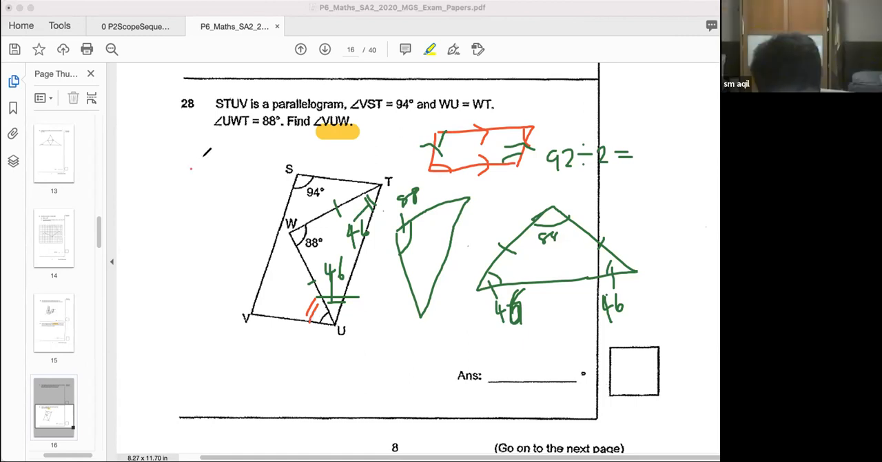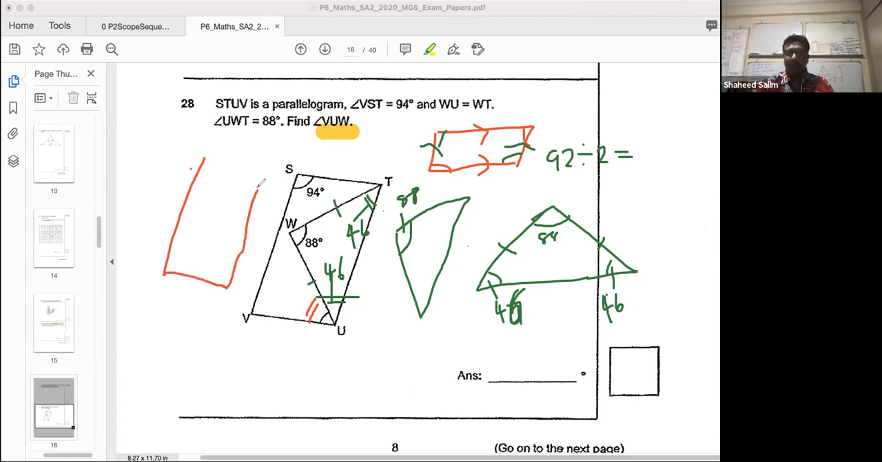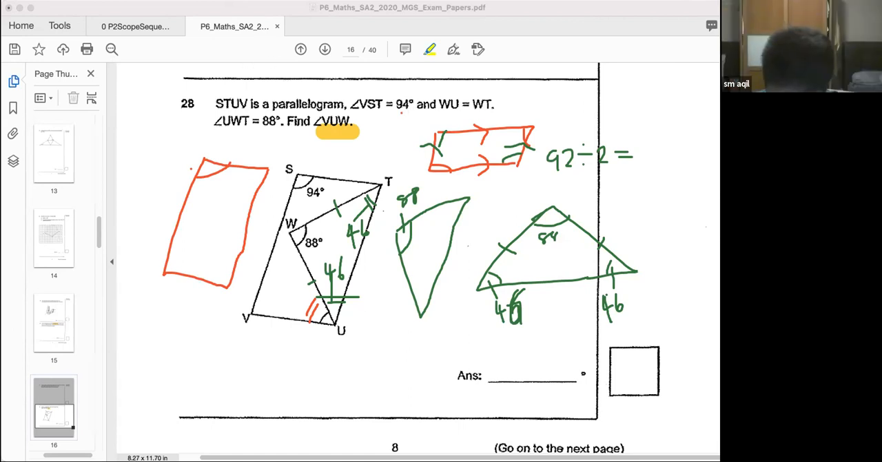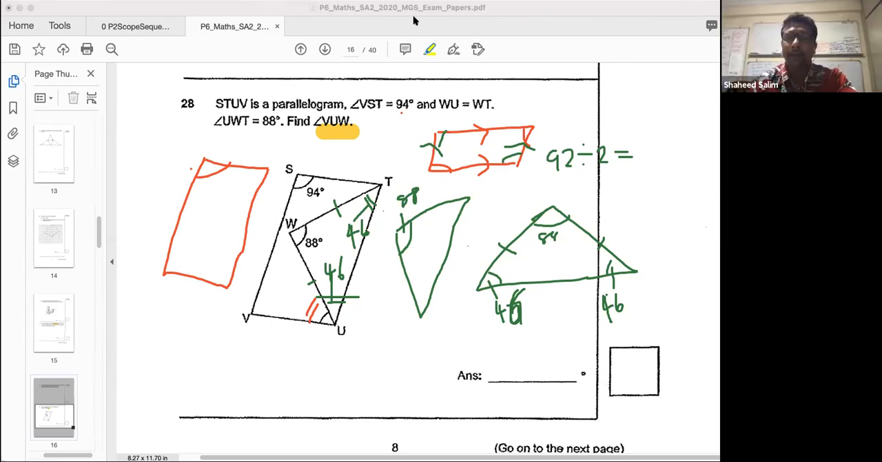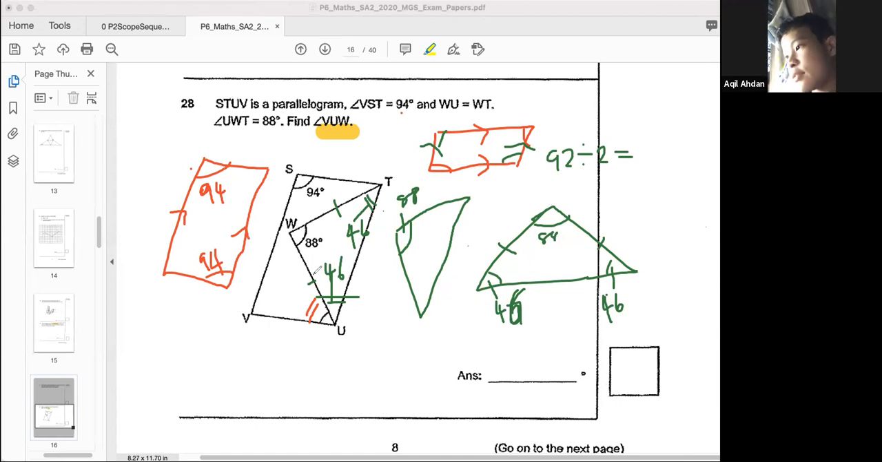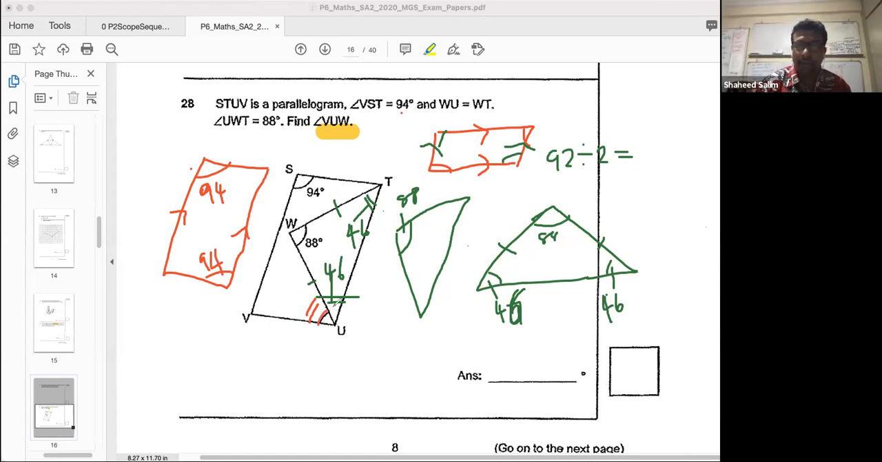Remember, in a parallelogram, opposite diagonal angles are the same. So these two angles are the same. This is 94, this is also 94. So down here is 94. Now can you see this is 94, this is 94? So the whole thing is 94 down here.